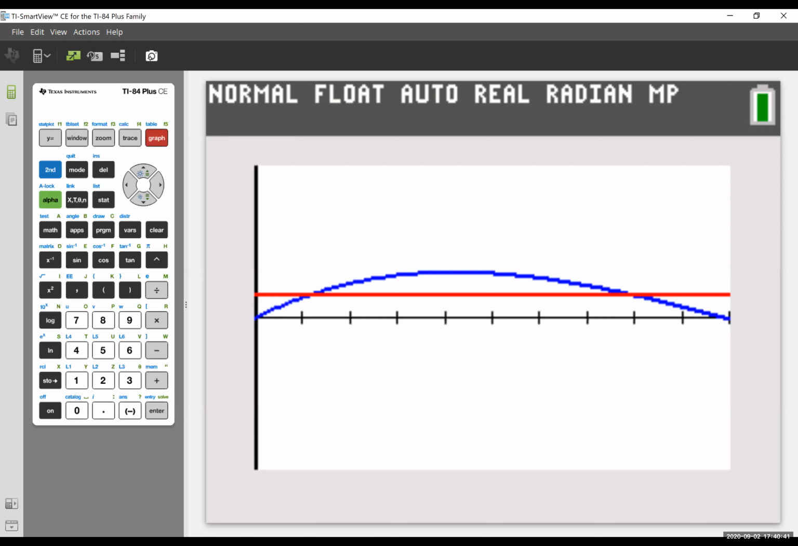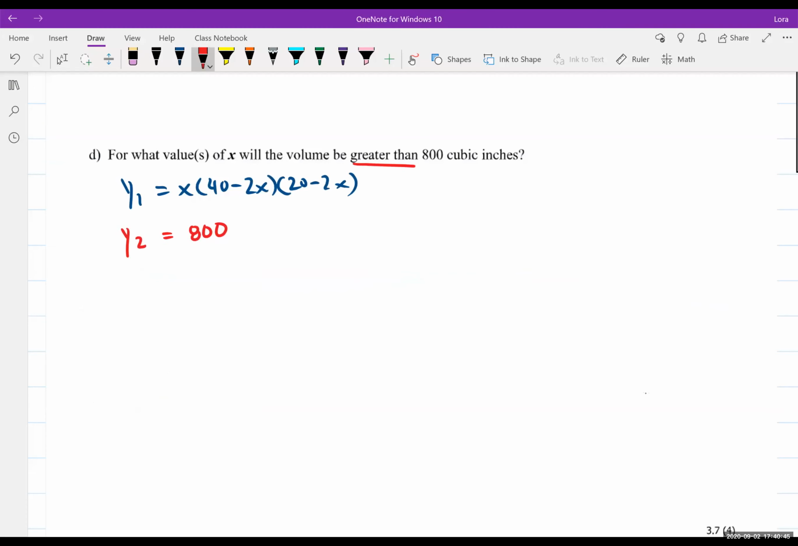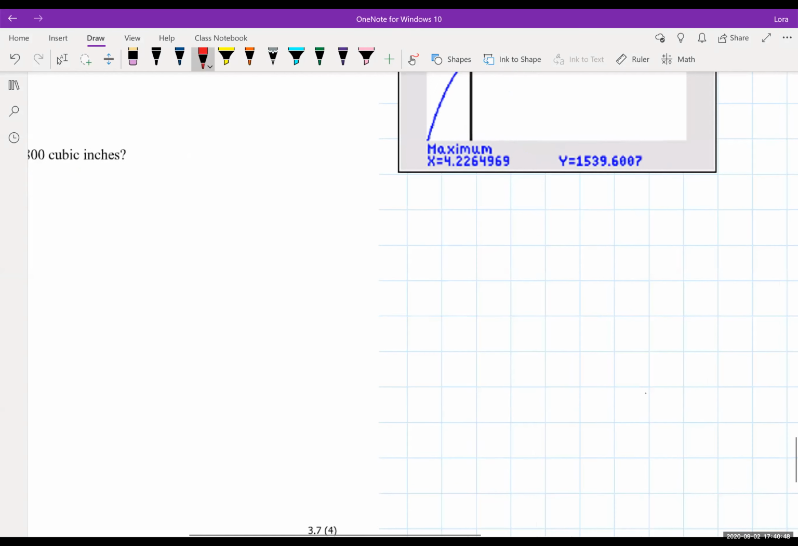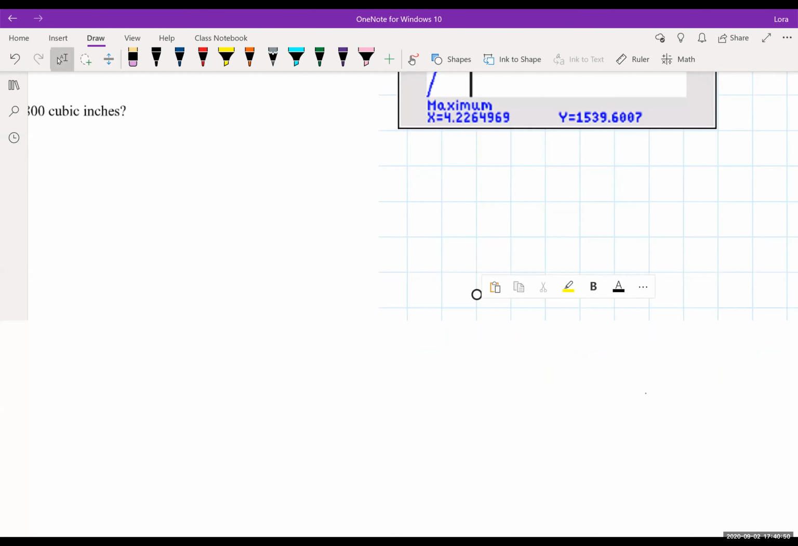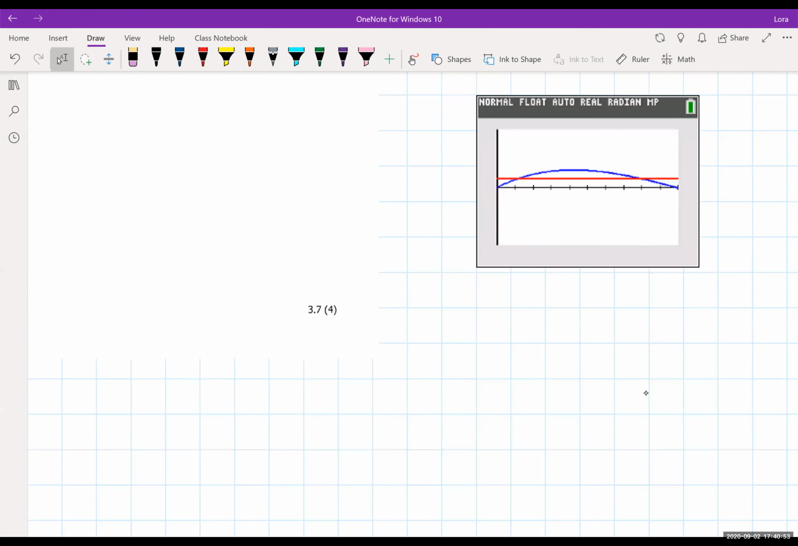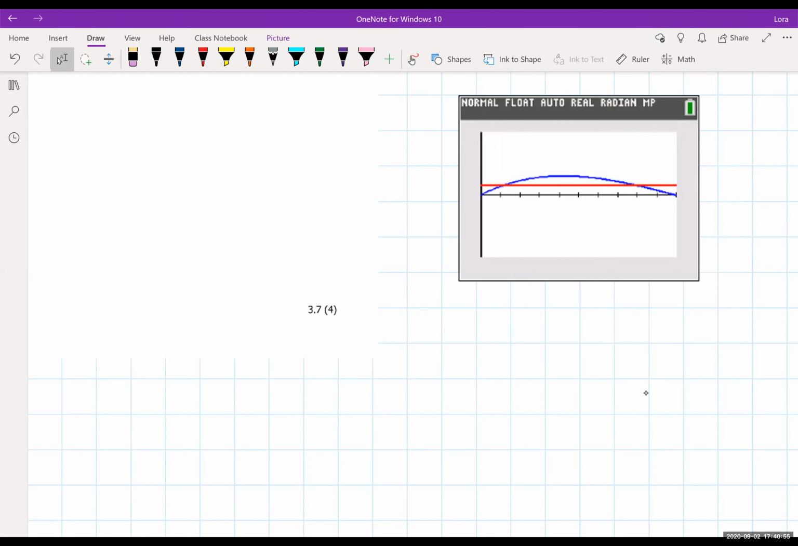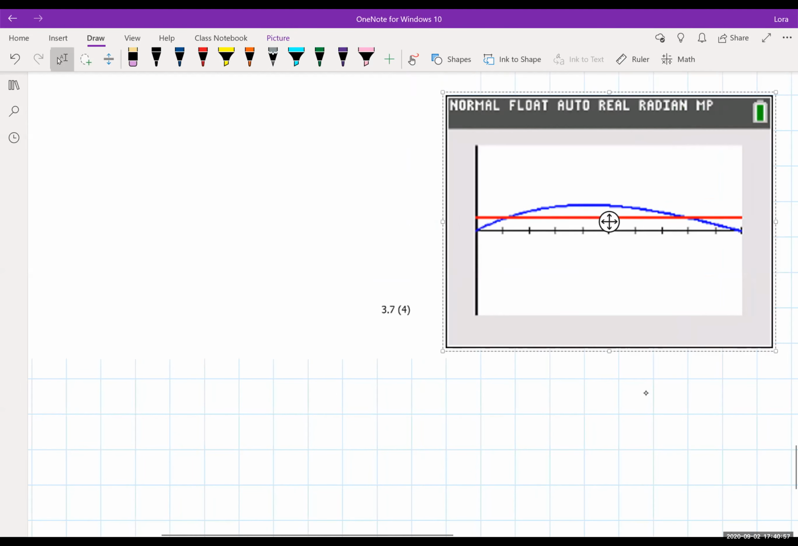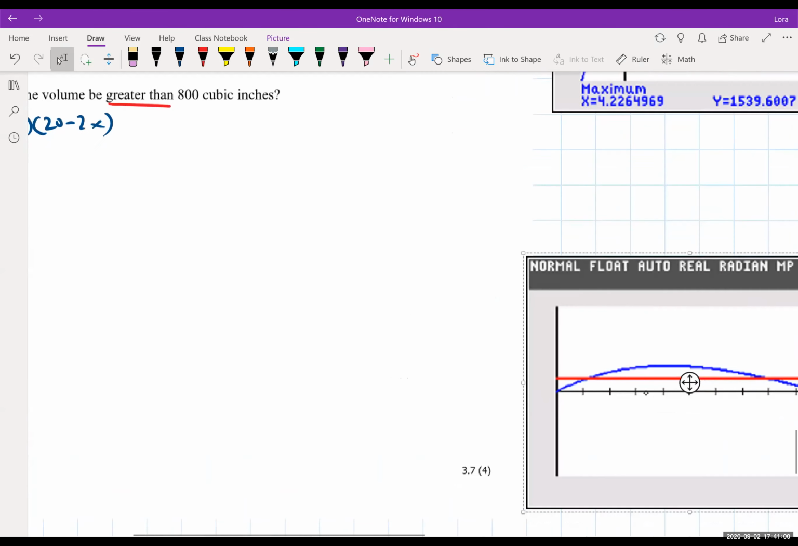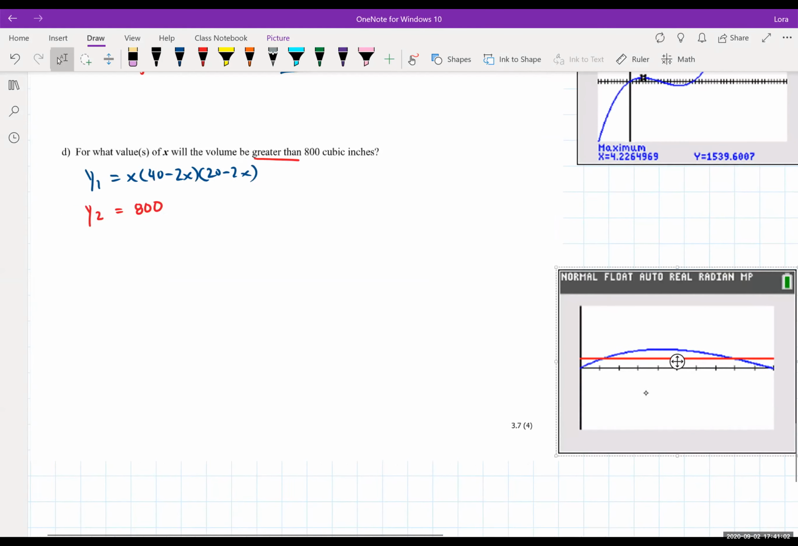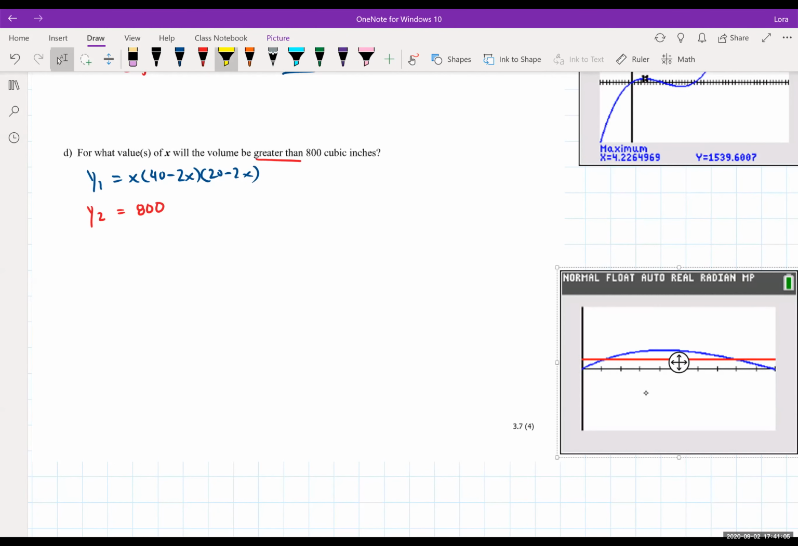And we're going to go back to our problem at hand. And I'll copy it on the right side. Now feel free, we can also hand sketch it if we need to help us show our work. So remember, I'll shrink it down just a little bit. For what values of X will the volume be greater than 800 cubic inches? If you're trying to interpret this, you're actually looking for the values of X that give you this region.